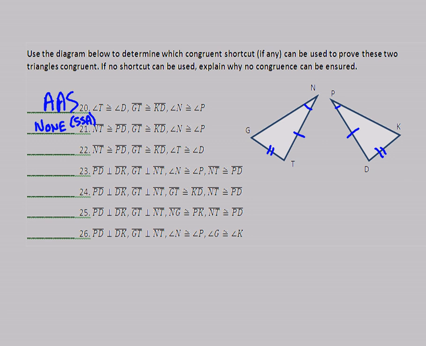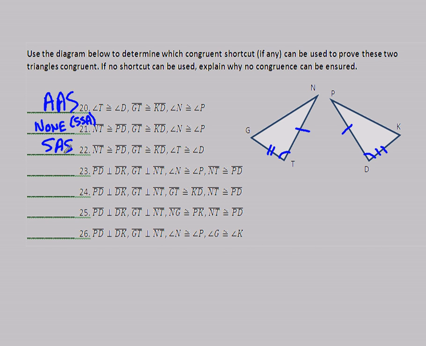Number 22, we're going to look. We have a couple things that are the same. I have NT and PD, so here's NT, PD, GT and KD again. This time I'm looking at angle T and angle D. So this time I do have the angle in between the sides. This is side angle side. You can prove those ones to be congruent.